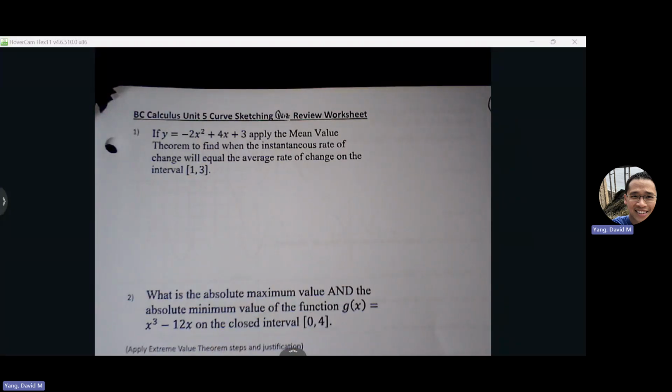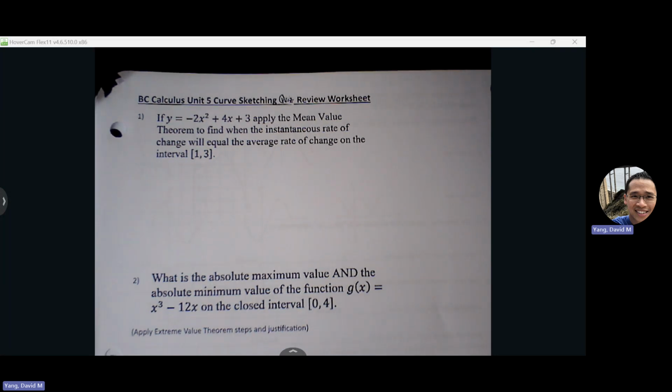That's crazy. All right, does everyone have the quiz review worksheet packet? Is it this one? Yes. Okay, so let's go ahead and try number one. Number one says apply mean value theorem to find when the instantaneous rate of change will equal the average rate of change on the interval from 1 to 3.